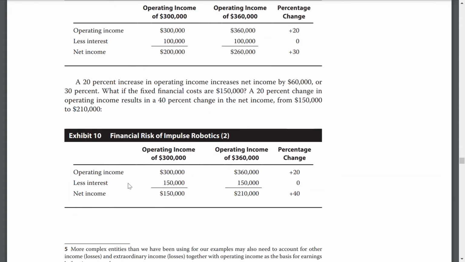A 20% increase in operating income increases net income by $60,000 or 30%. When the fixed financial cost is $150,000, a 20% change in operating income results in a 40% change in net income, from $150,000 to $210,000. So, here's the illustration of such.